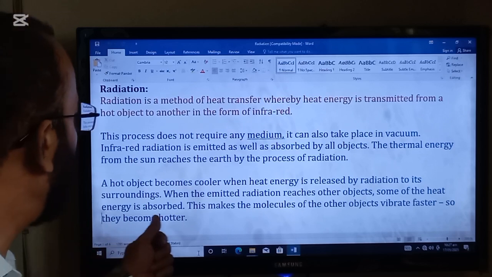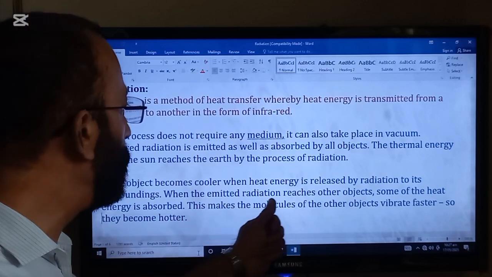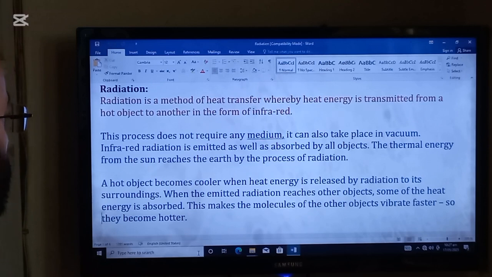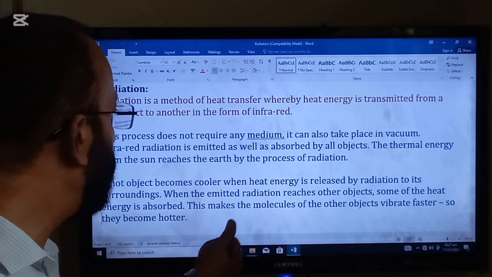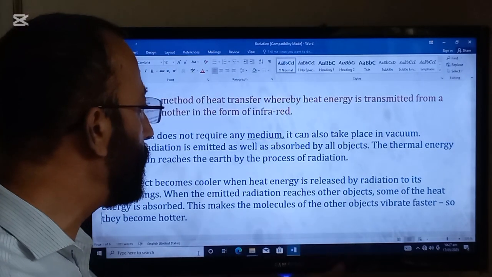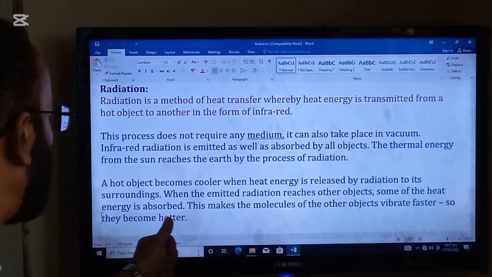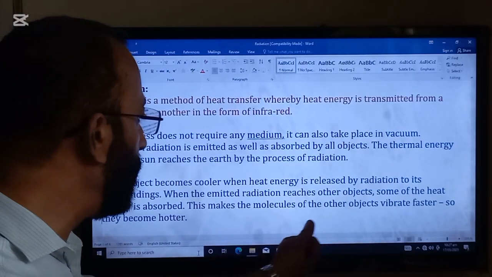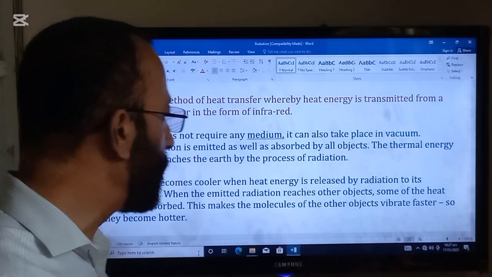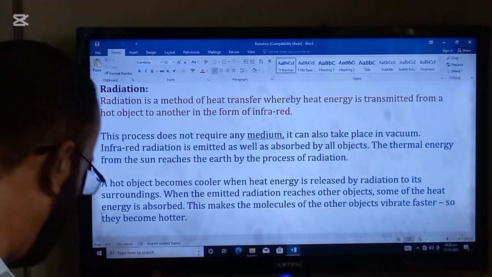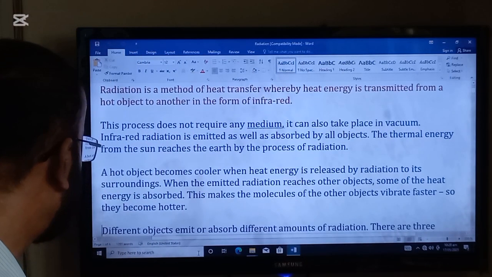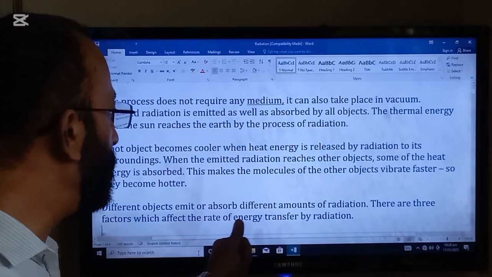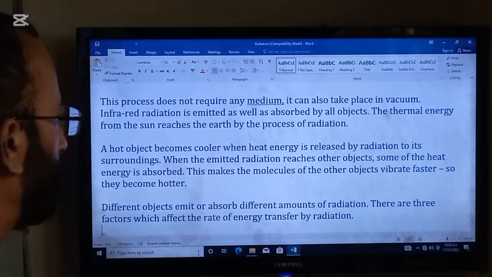A hot object becomes cooler when heat energy is released by radiation to its surroundings. When the emitted radiation reaches other objects, some of the heat energy is absorbed. This makes the molecules of the other object vibrate faster, so they become hotter. Different objects emit or absorb different amounts of radiation.